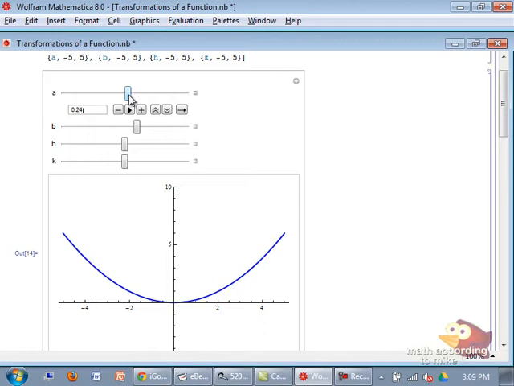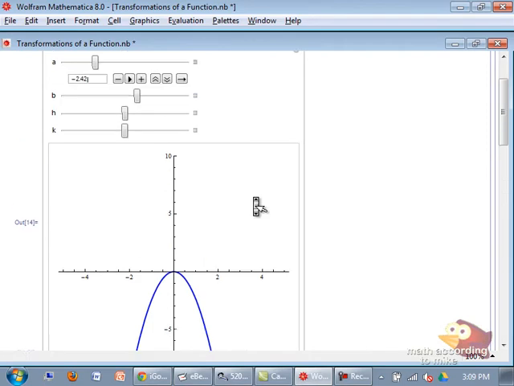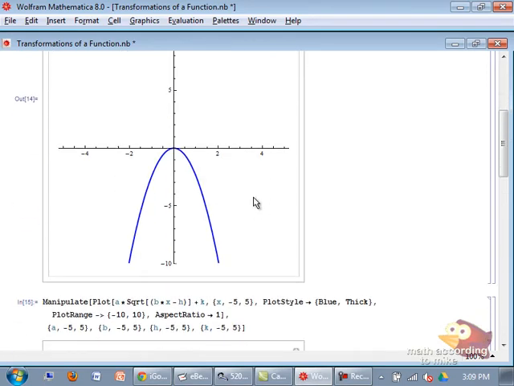Now, we have to say this correctly because notice if A was negative, let's make it negative, like that. So I have negative 2.42 up there. Well, the A is doing two things. A being negative makes it reflect vertically, and A having an absolute value bigger than 1 stretches it vertically. So A can possibly do two things.